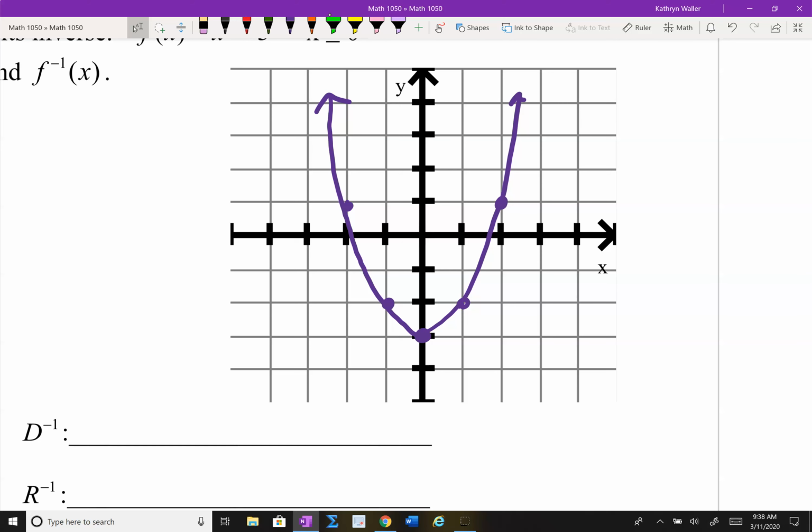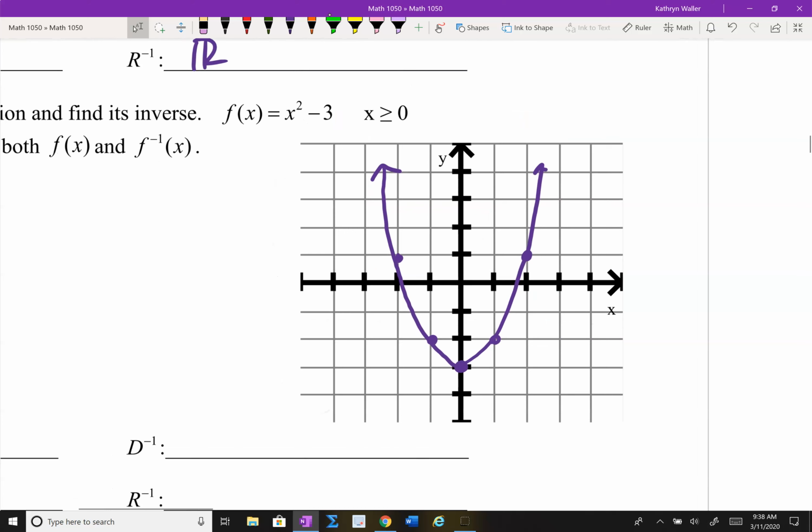Now, I don't think Weber's going to do that to you. Utah State used to do that. Like 10 years ago, I taught this class through Utah State, and they used to try to trick you. And you had to remember, if it's not 1 to 1, there is no inverse. I don't think Weber's going to do that to you.